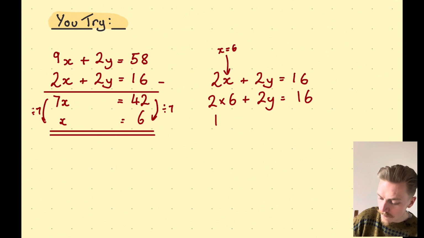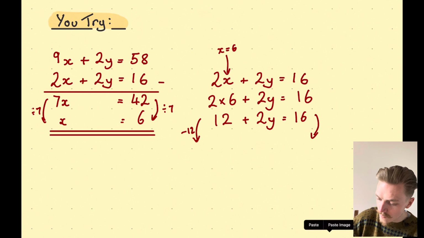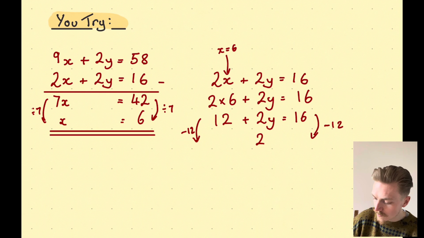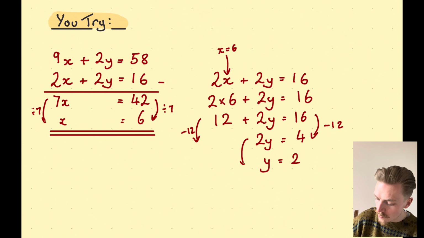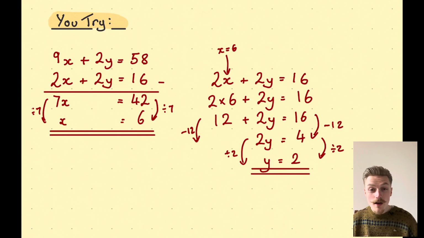Let's do a bit of working out. That's 12 plus 2y equals 16. And then I'm going to subtract 12 to undo this adding of 12 here. Subtract 12. So 2y is 4, so y is 2. All I've done there is divide both sides by 2. So you should have got x is 6 and y is 2. Remember, your answer needs 2 parts to it.